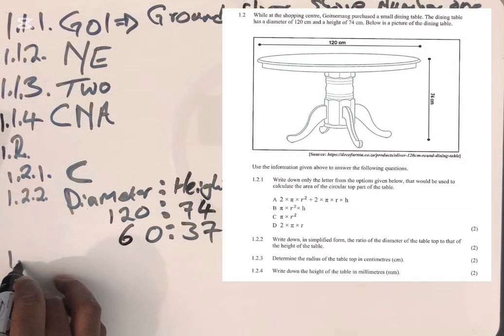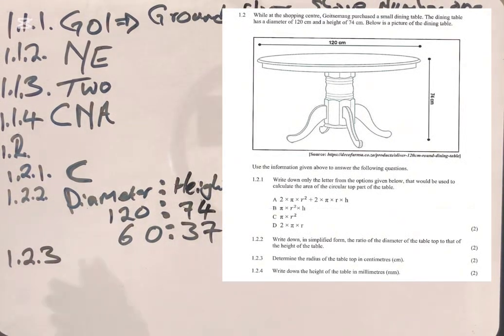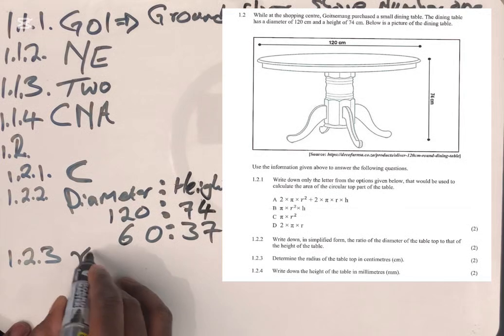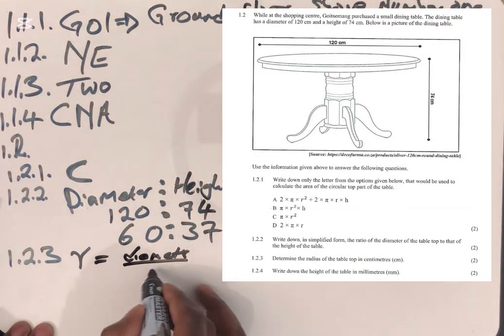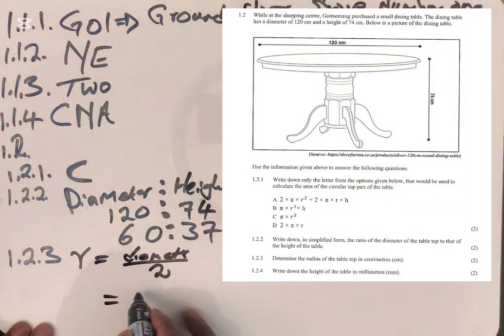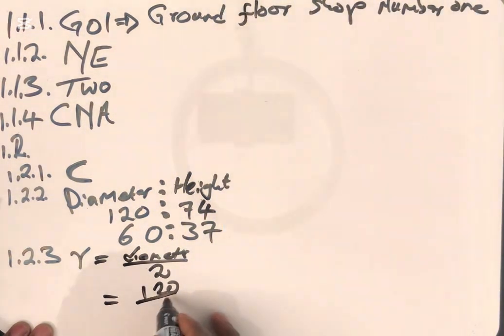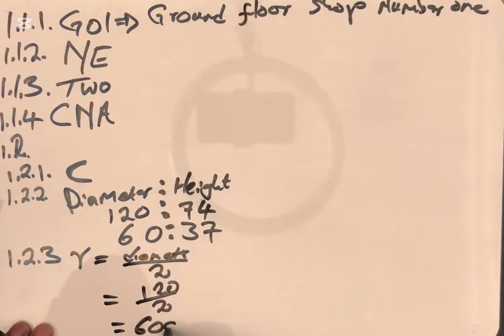Let's move. 1.2.3 says that determine the radius of the tabletop in centimeters. We know that radius is equal to diameter divided by 2. And in this case, our diameter is 120 divided by 2. 120 divided by 2, we know that is 60 centimeters. And then it means that our radius is 60 centimeters.